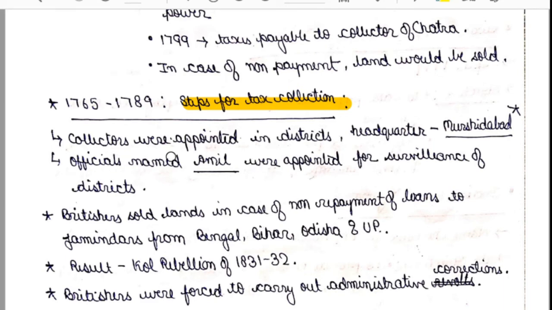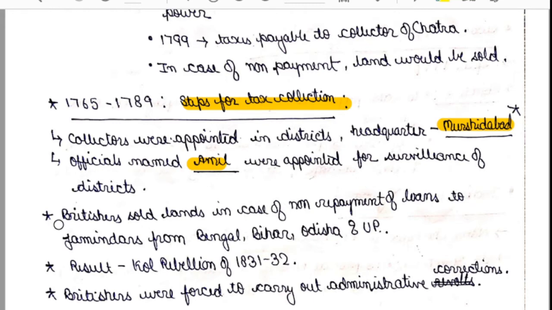See, collectors were appointed in districts. Headquarter was Murshidabad. Officials named Amil, very important point this one, officials named Amil were appointed for surveillance of the district. So a question might be asked to you in the examination that for the purpose of tax collection in the Chota Nagpur area, what was the name of the official who was appointed for surveillance of the district? So it was Amil. Okay, so remember this fact. The collectors were appointed in the district, and the overall headquarter was in Murshidabad.